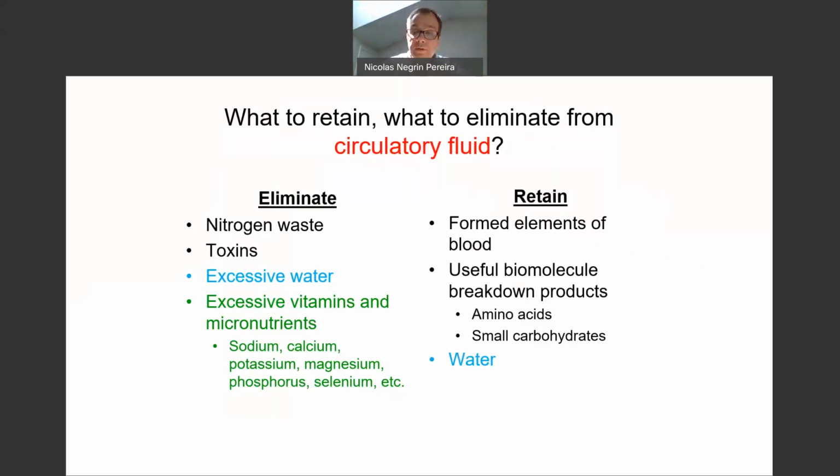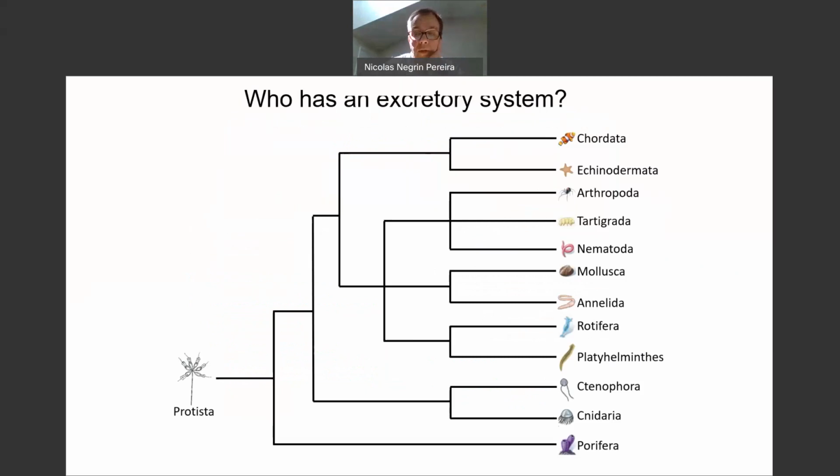What we will retain under certain circumstances, like dehydration, for example, is water, and vitamins and micronutrients when the body needs to absorb and retain them. When we start looking at the comparison of excretory system structure between the different phyla of animals, we see that Porifera, Cnidaria, and Ctenophora do not have an excretory system present, so that's important not only for the lecture but also for the lab.